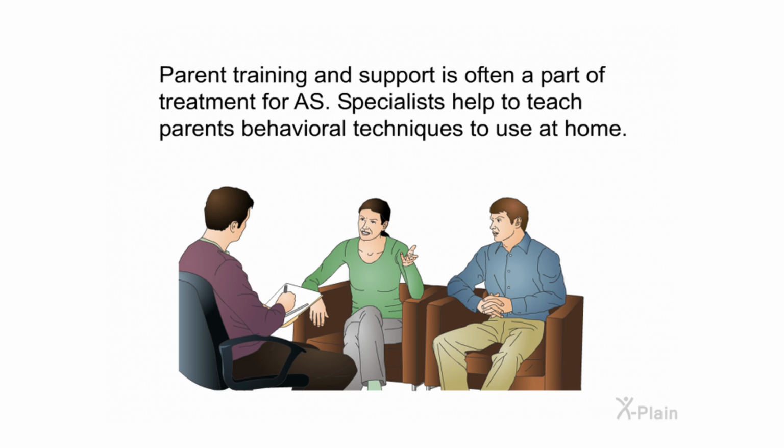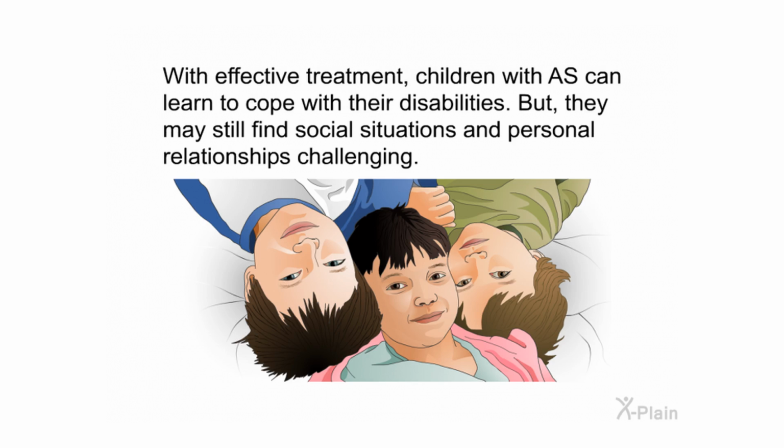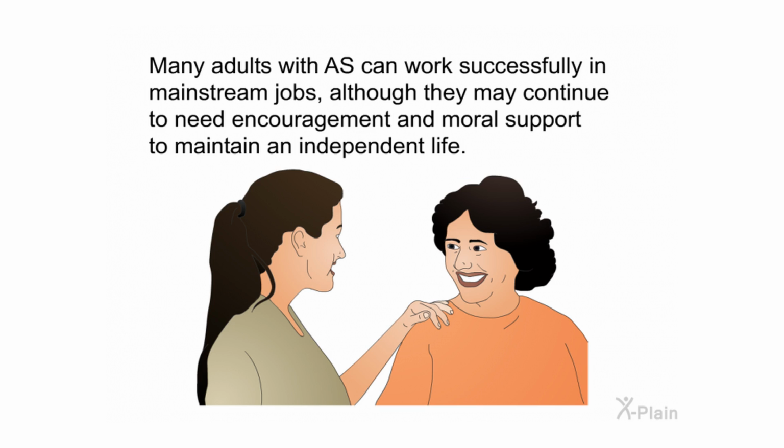Parent training and support is often a part of treatment for AS. Specialists help to teach parents behavioral techniques to use at home. With effective treatment, children with AS can learn to cope with their disabilities, but they may still find social situations and personal relationships challenging. Many adults with AS can work successfully in mainstream jobs, although they may continue to need encouragement and moral support to maintain an independent life.